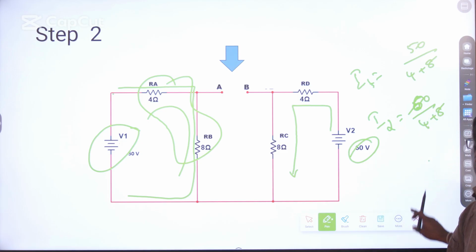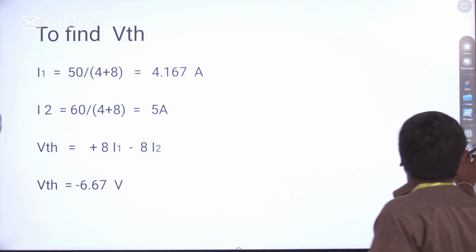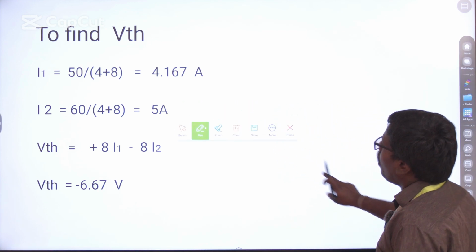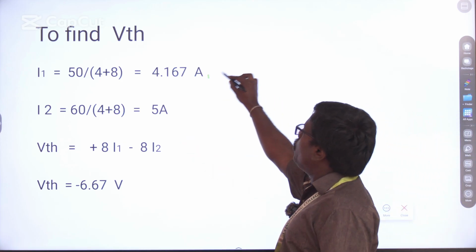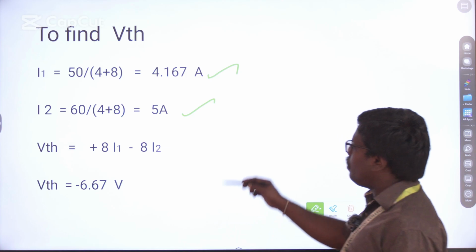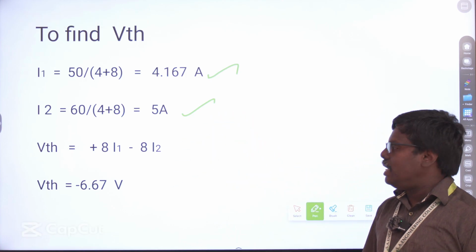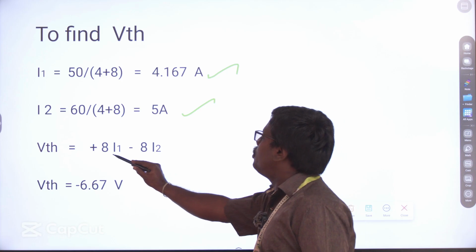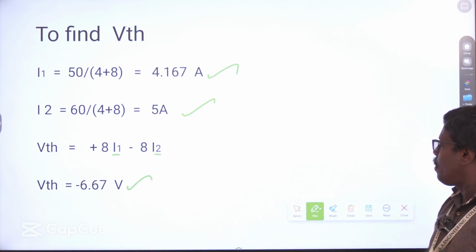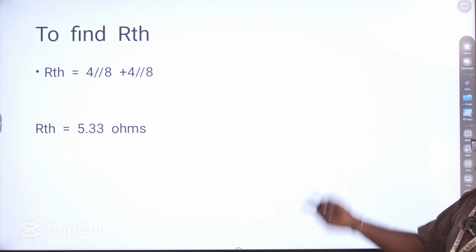So you just apply it in the calculator. You will be getting the current as, how much are we getting? 4.127, and in this case 5 amps. Now the VTH equation we have already written there, 8I1 minus 8I2. You just substitute the values for both, you will be getting 6.67 volt. Okay, next. Then we have to find out the RTH.